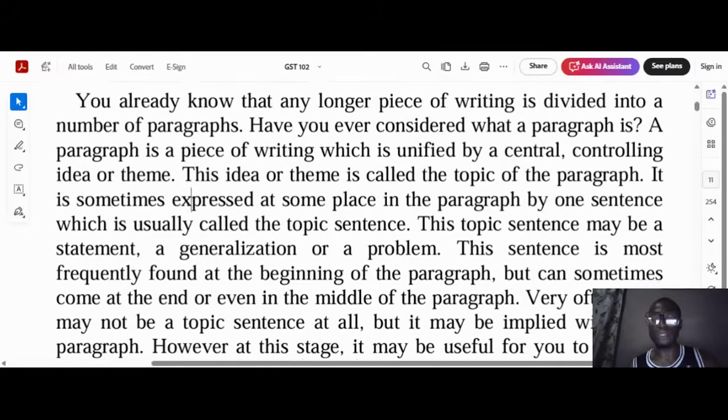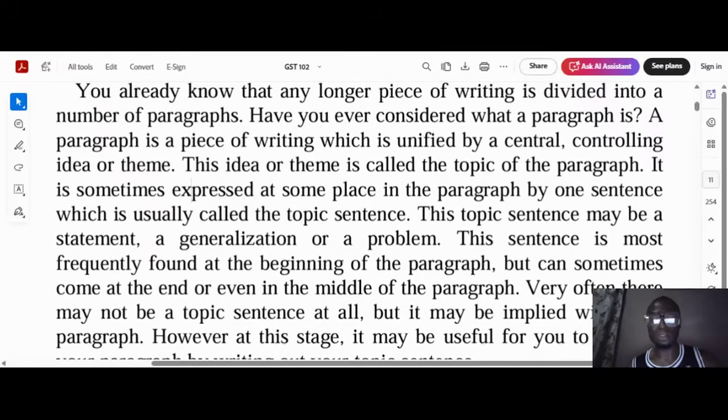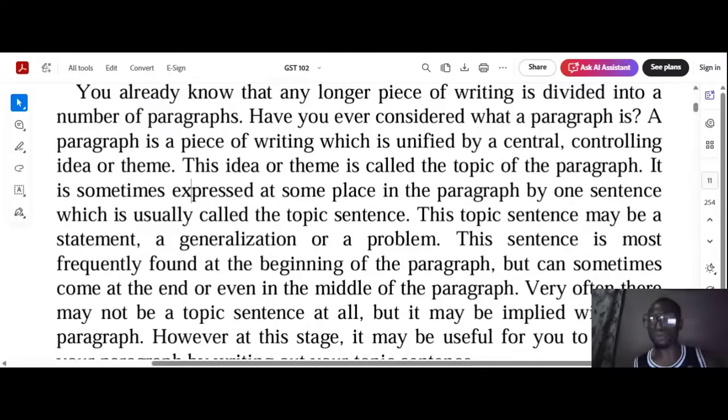Let's just continue reading. We're here to read. We are not yet here for exam. We are here to understand. Now, I'm talking about what controls or unifies a paragraph. When we say it's unified, it is unified by a central controlling idea. And that idea could also be referred to as the theme.